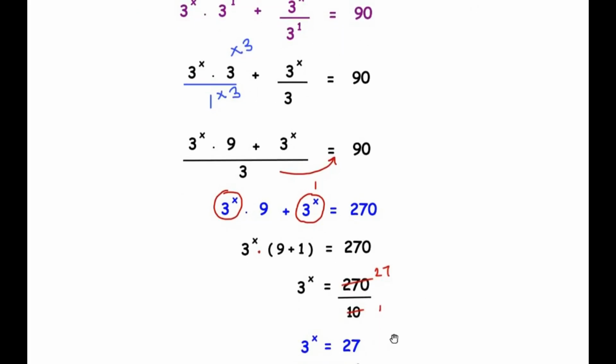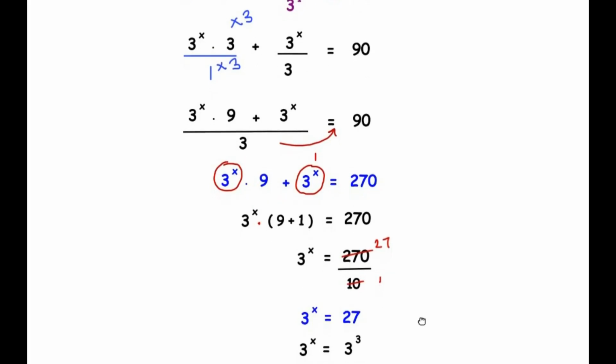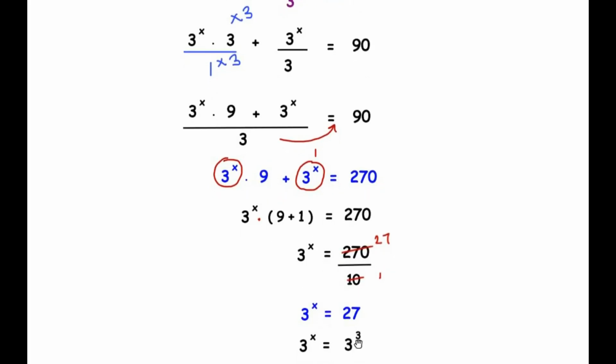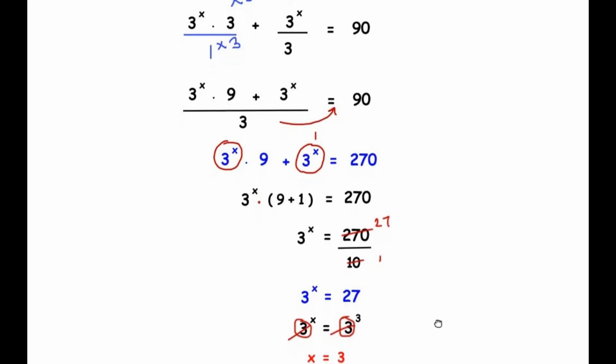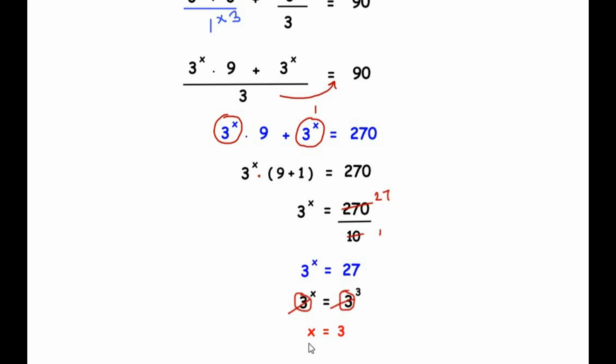Now 27 can be written as a power of 3. That is 3 raised to 3 or 3 cube is 27. So here we have written 3 raised to x is equal to 3 to the power of 3. Now here the bases have become same. That is 3 and 3 are same. So we can just cancel off the bases so that we can equate the powers. So we get the value of x here as 3. So this is the value of x that will make the left hand side equal to the right hand side. That is x equal to 3.